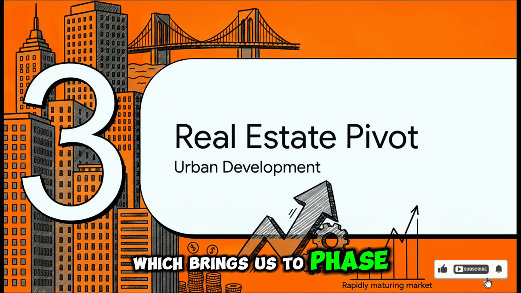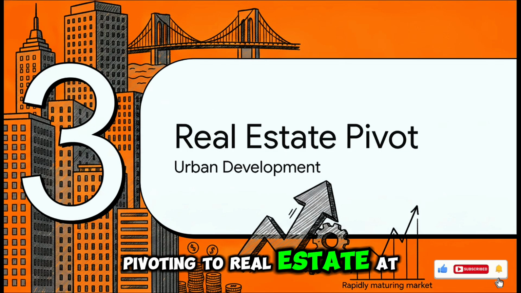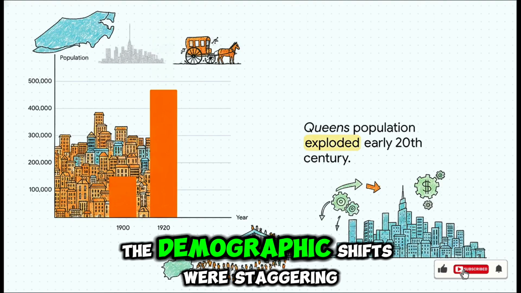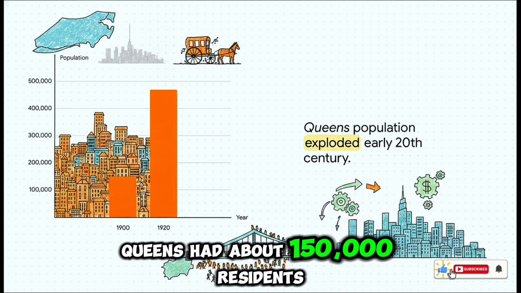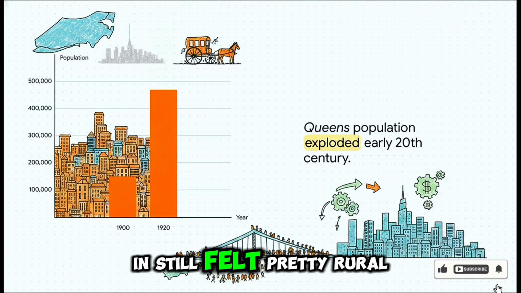Which brings us to phase 3, pivoting to real estate. At this point, the demographic shifts were staggering. Back in 1900, Queens had about 150,000 residents and still felt pretty rural.